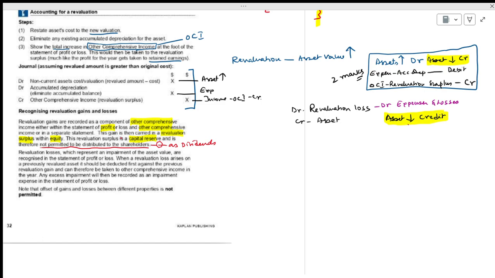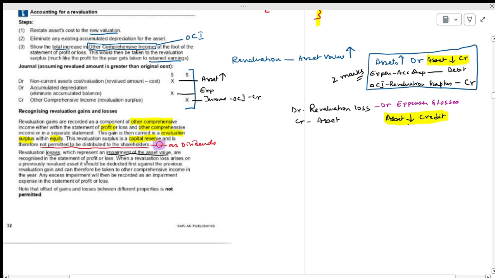Okay, we will cover this. We will recap. I will put this in purple color, which means it is going to be referred to while doing the MCQs. Now you say revaluation losses. You are talking about this, which represents an impairment of the asset value.